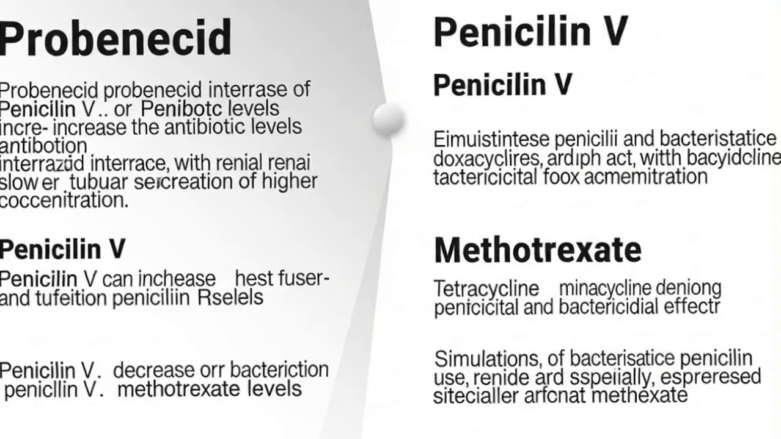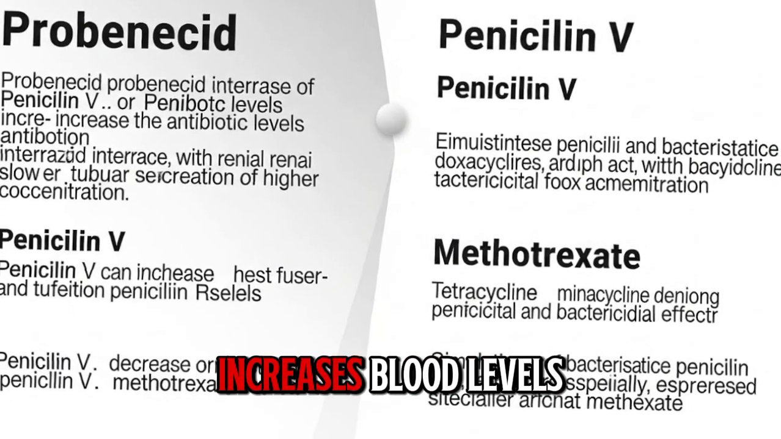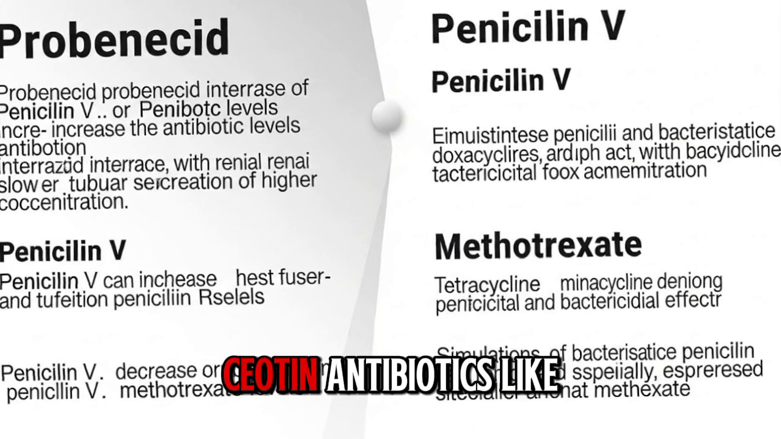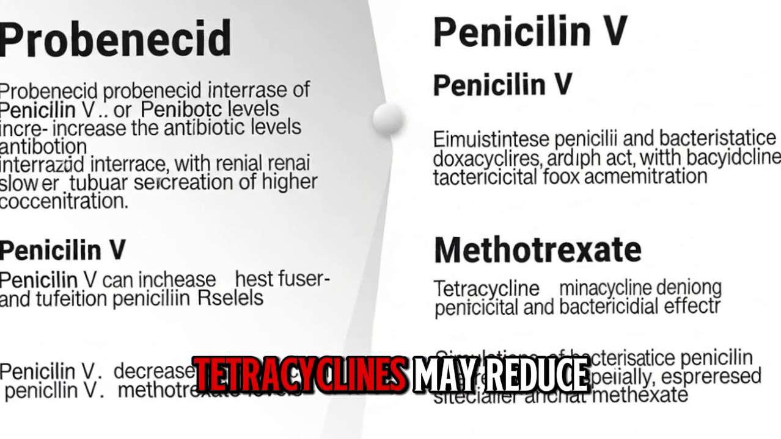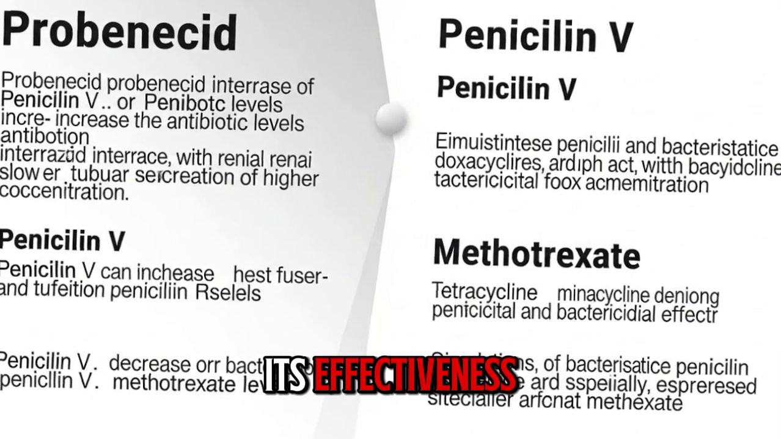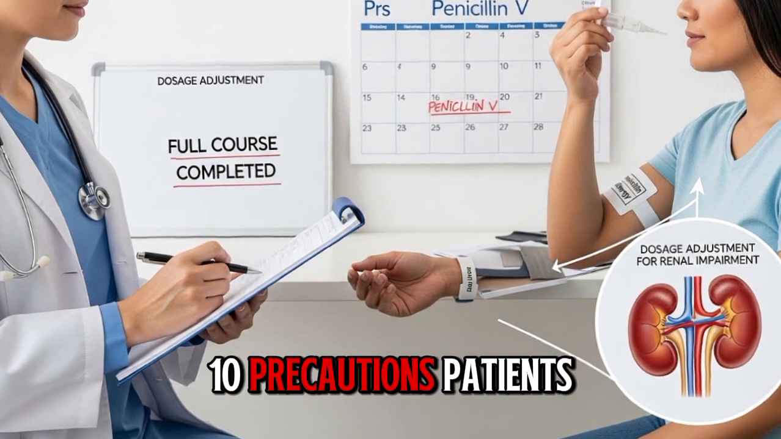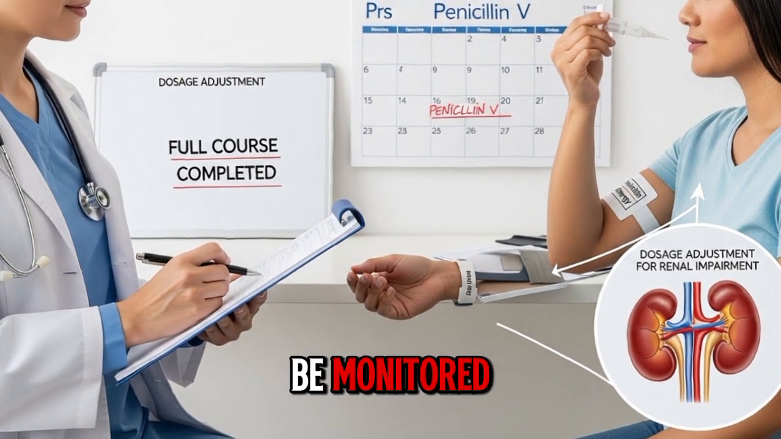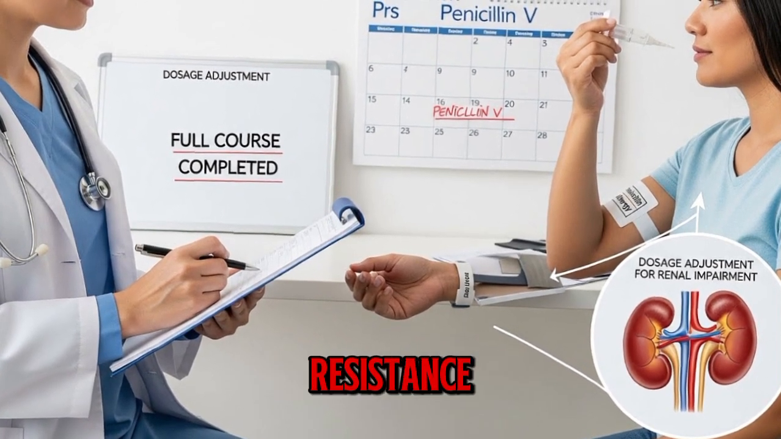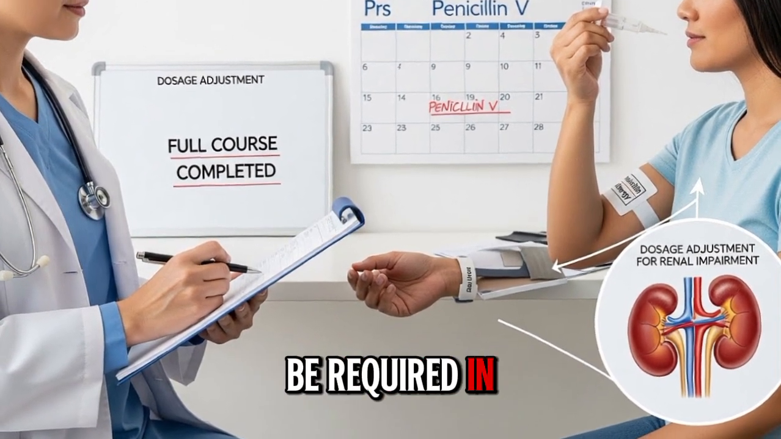9. Drug interactions. Probenecid increases blood levels of penicillin V. Certain antibiotics, like tetracyclines, may reduce its effectiveness. 10. Precautions. Patients with a history of allergy should be monitored. Complete the full course to prevent resistance. Dose adjustment may be required in renal impairment.